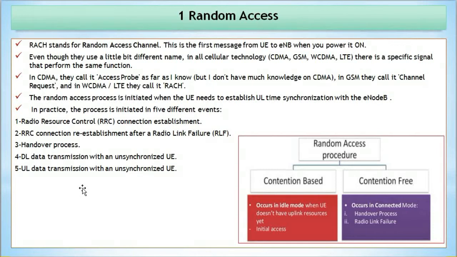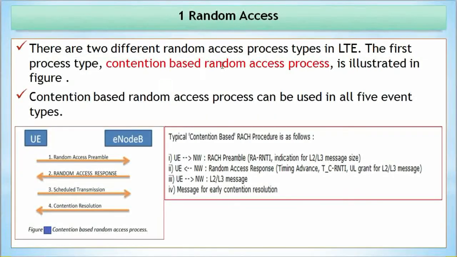We know that the random access procedure can be contention based or contention free. What is contention based? It occurs in idle mode, when the UE doesn't have uplink resources, for initial access. Contention free occurs in connected mode, as in the handover process and radio link failure. Now we see there are 2 different random access process types in LTE, as we discussed on the last page.